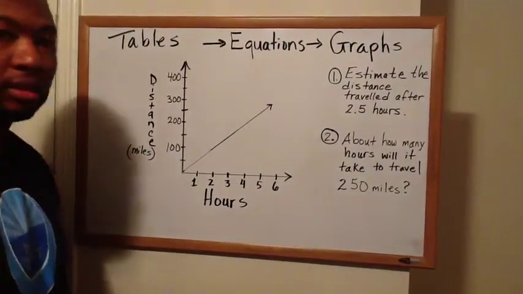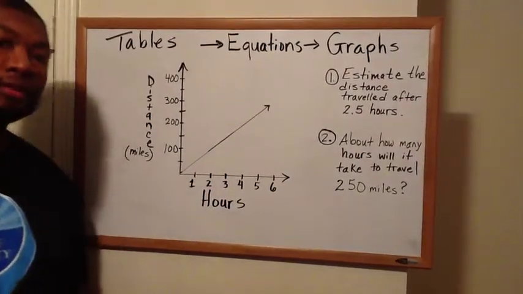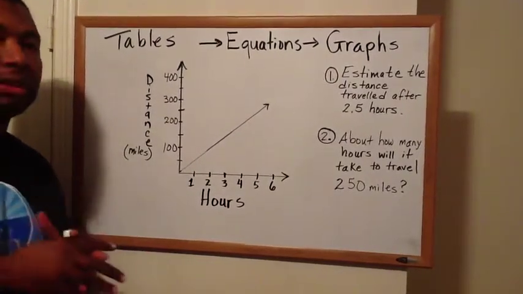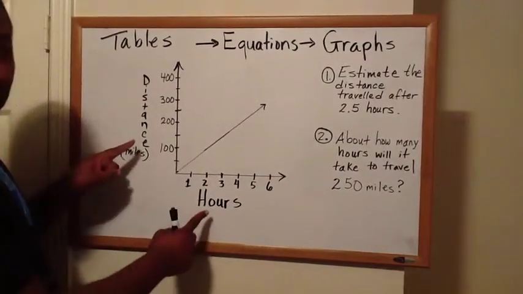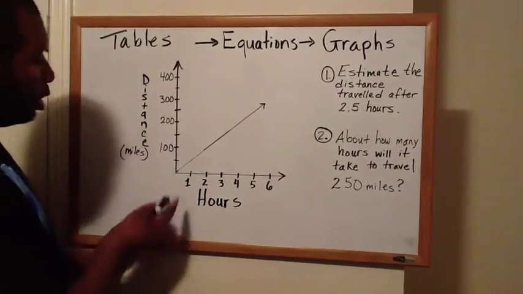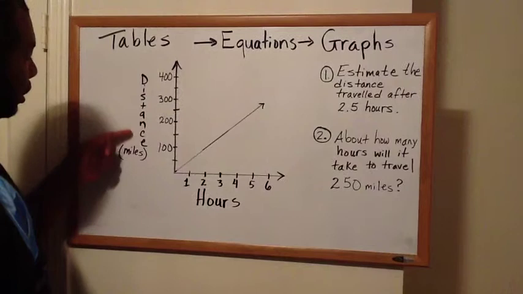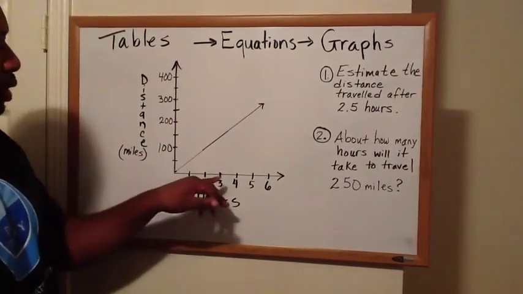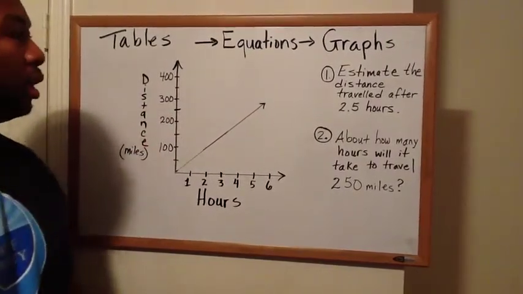Let's do this. Tables, equations, and graphs. All right, we're going to use this graph to not make a prediction, but to analyze the situation. So the situation here, I can tell by how they label the x-axis and the y-axis. These numbers here all represent hours. These numbers here all represent distance in miles. So 1 hour, 2 hours, 3 hours, 4 hours, 100, 200, 300 miles, so on.